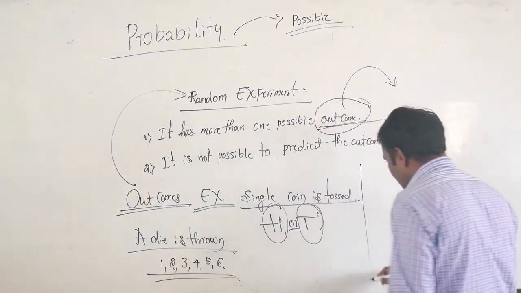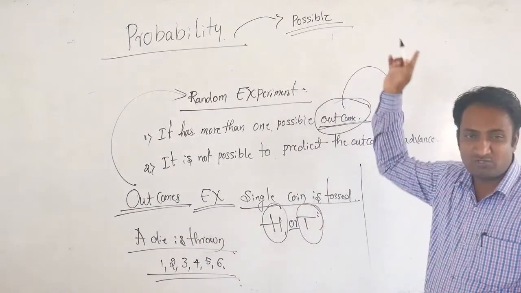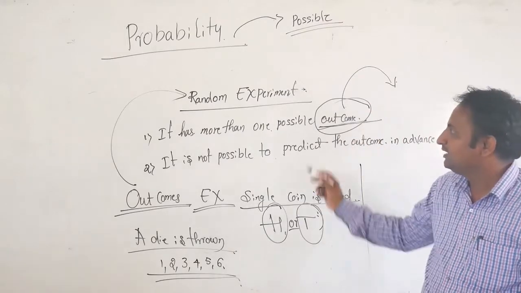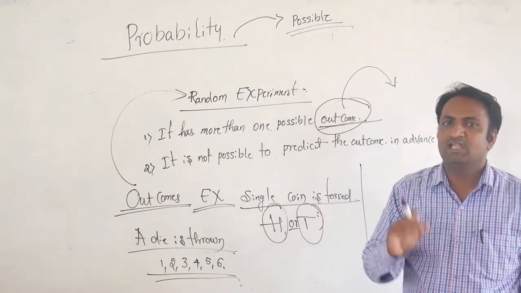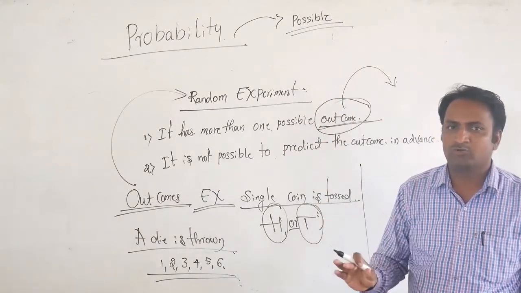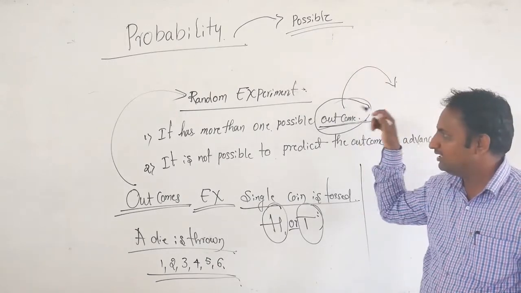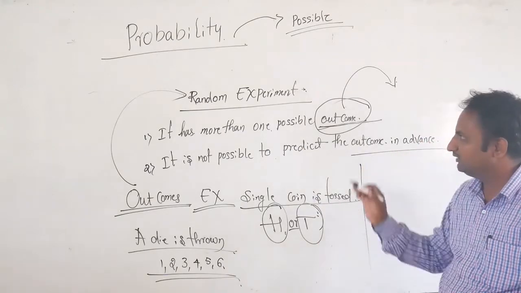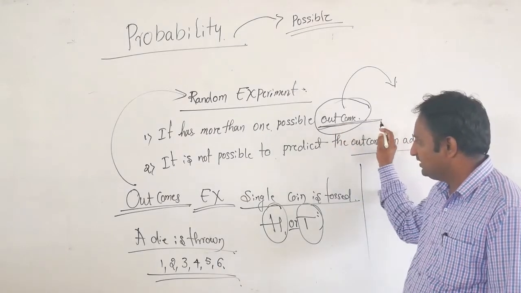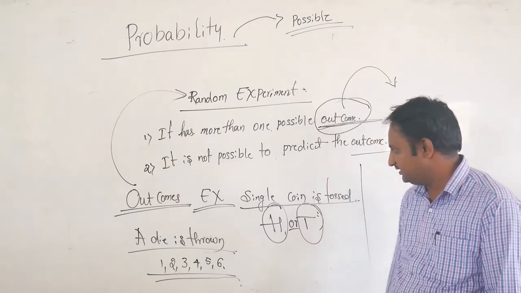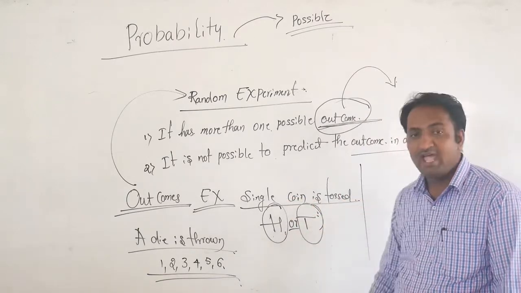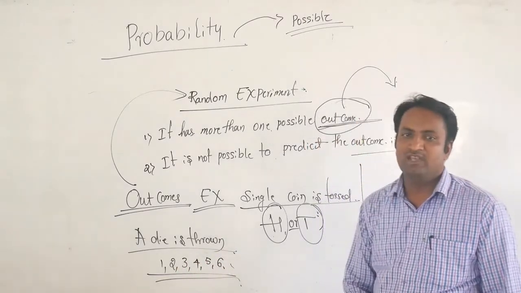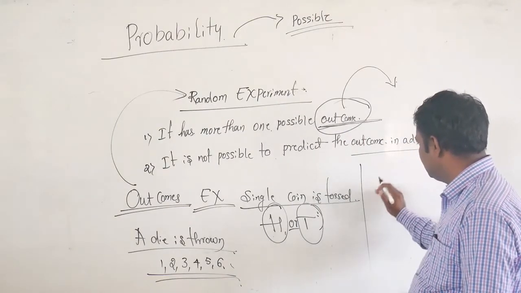Next, first one, probability means a possibility is there to happen. Then random experiment: an experiment is said to be random if it has two conditions. One is that it has more than one possible outcome. Outcome means a possible result of a random experiment. It is not possible to predict the result in advance. Outcome means a possible result of a random experiment. Example: a single coin is tossed, the possible result is head or tail. A die is thrown, the possible results are 1, 2, 3, 4, 5, 6. Very important. Next definition is sample space.